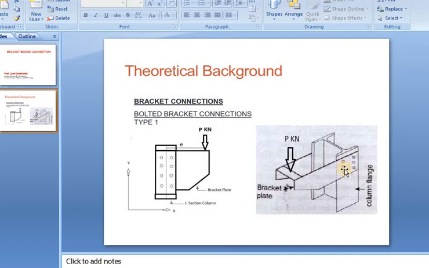So we have to design the number of bolts required in order to take this load. Suppose this load is P kilonewtons, or 15 or 20 kilonewtons. This load will be taken by these two brackets, the front bracket and the back side bracket. We have to find out the number of bolts required in order to resist the load, and we have to design the I sections along with the number and size of bolts.